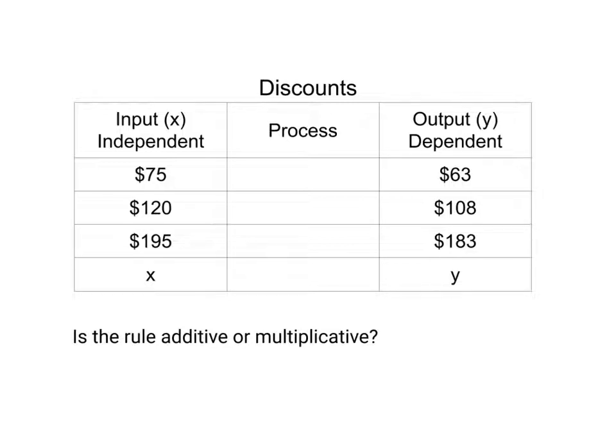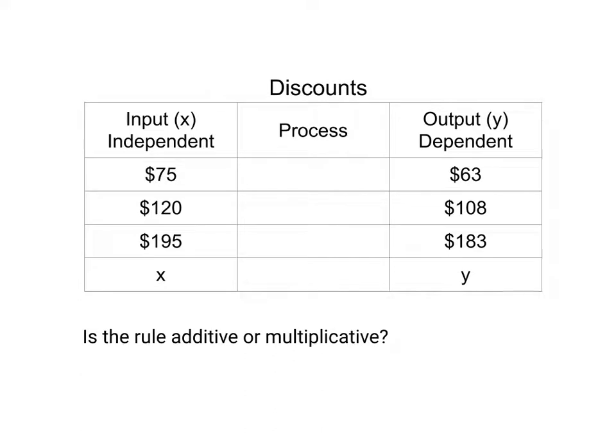So if I look at it carefully, 75 to 63, 120 to 108, and 195 to 183. So to me, it looks like I'm subtracting 12. So I'm going to go ahead and put minus 12 and see if that's correct. So 75 minus 12, so 7 minus 1 is 6, 5 minus 2 is 3, okay? So that's correct. So that does equal that.